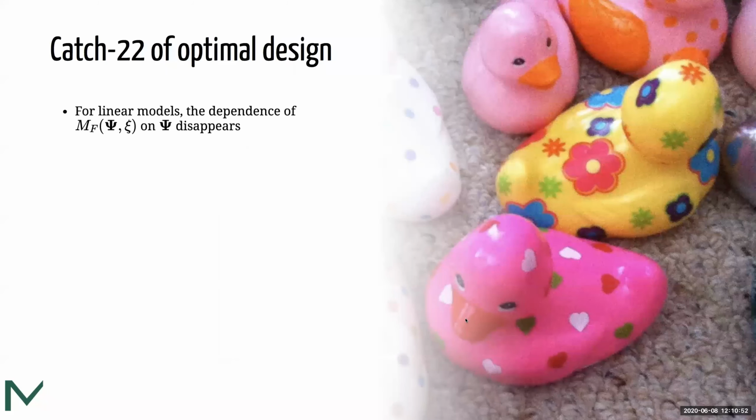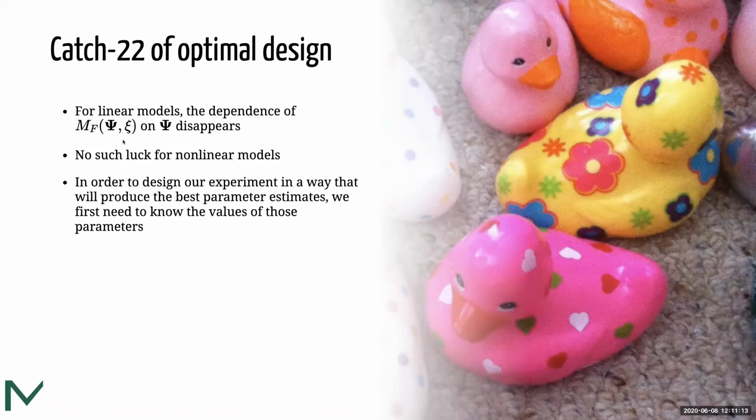But there's a catch. This information matrix depends on your parameters and your design, but for a linear model, the dependence on these parameters disappears when you take the derivatives involved in that calculation. But unluckily for us, we're usually dealing with nonlinear models. So the information matrix depends on the parameters, which means in order to design our experiment such that we get the best estimates of our parameters, we need to know the values of those parameters before we design the study, which doesn't seem particularly helpful.